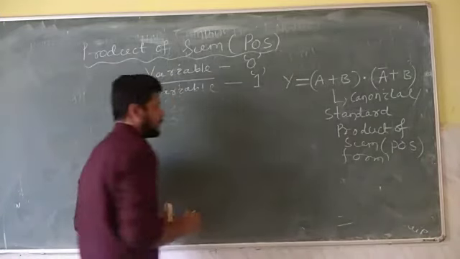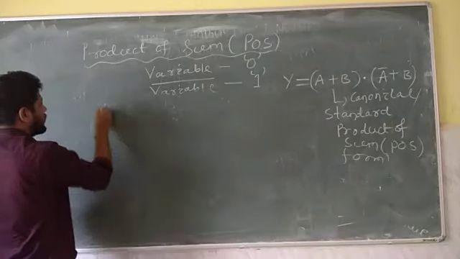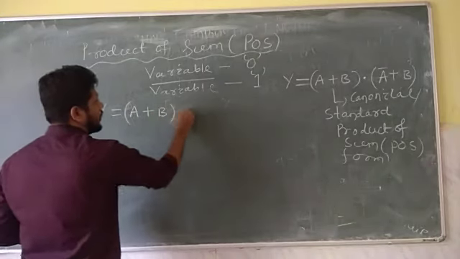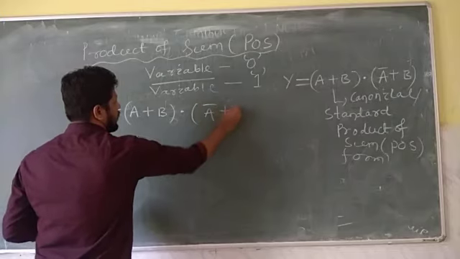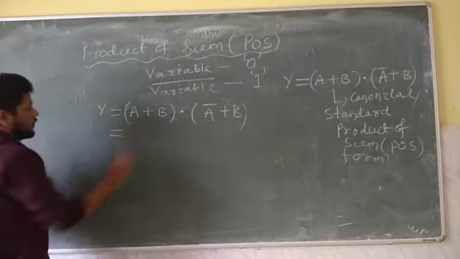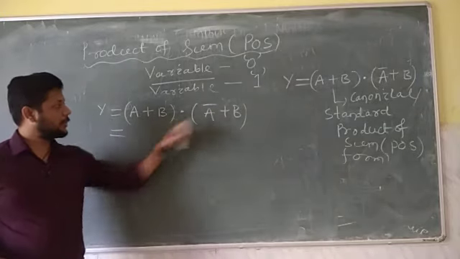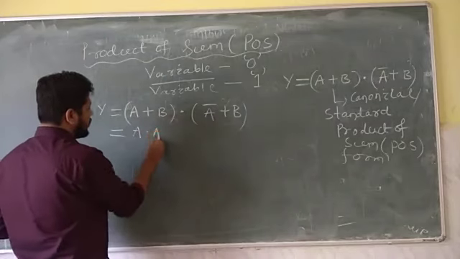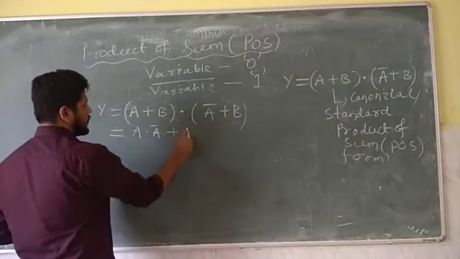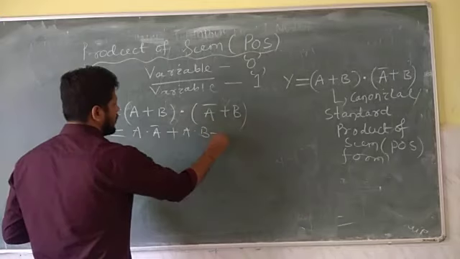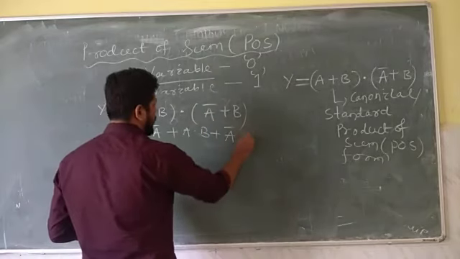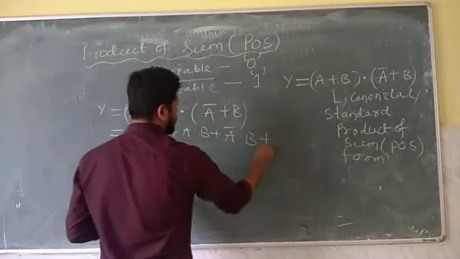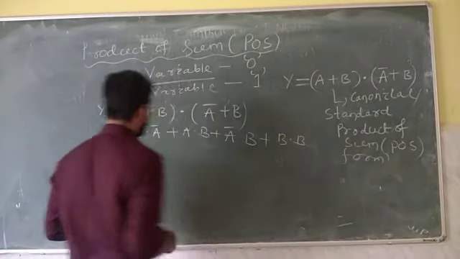Then how to minimize the expression? Again, I am writing this expression as Y = (A + B)(A bar + B). So directly, A dot A bar, just multiplication: A dot A bar plus A dot B, plus A bar B, that is B dot A bar, plus B dot B.